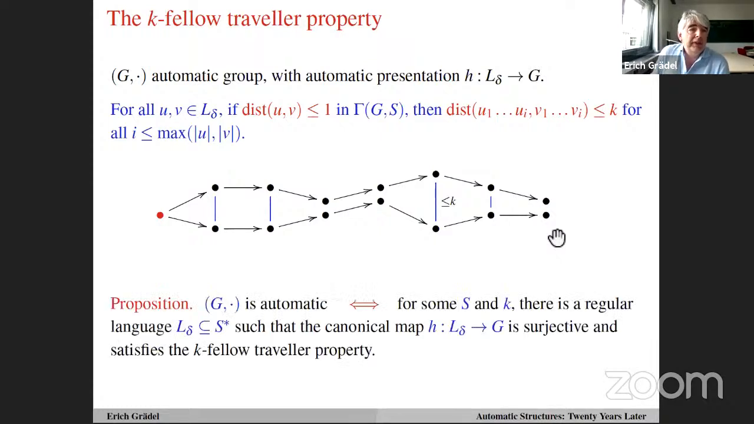And this property, this K-fellow travel property, in fact characterizes automatic groups in the following sense. A group is automatic if for some set of semigroup generators and some k there is a regular language such that the canonical map is surjective and satisfies the K-fellow travel property. So this K-fellow travel property then implies that the relations of the Cayley graphs can in fact all be recognized by a finite automaton. And this property is crucial for many results in automatic group theory, and in some sense is responsible for differences between automatic groups and automatic structures in general.